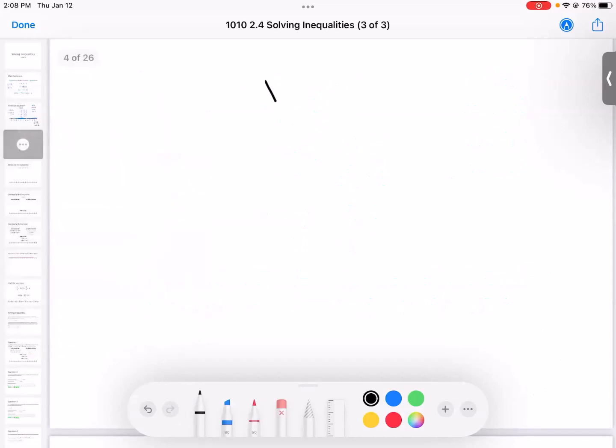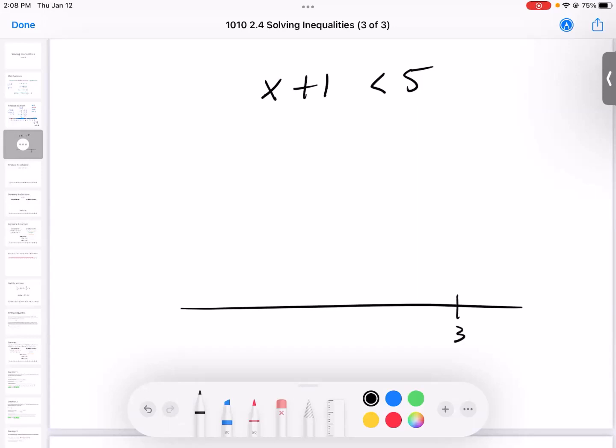Let's say I had x plus 1 is less than 5. If I wanted to show all of the places where this is true, I would say, well, at 3, it's true, right? Because 3 plus 1 is less than 5. 2 plus 1 is less than 5. Basically I'd have all of these numbers and also negative ones as well. If you plugged in a -7, -7 plus 1 would be -6, which is less than 5. And then our boundary point would be at +4.